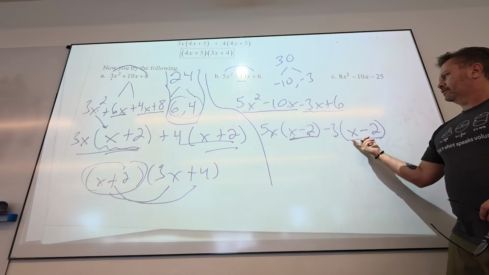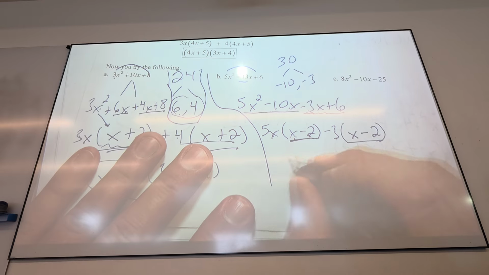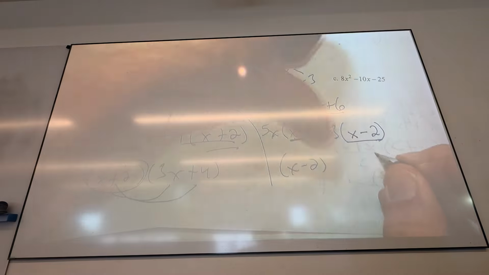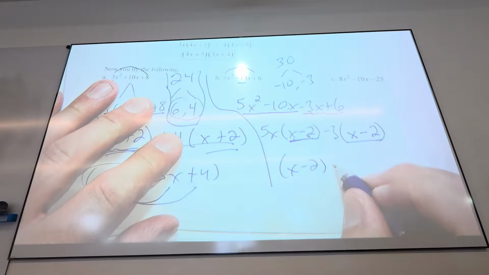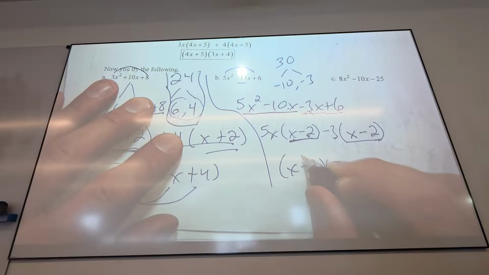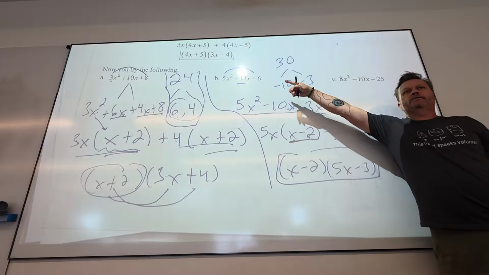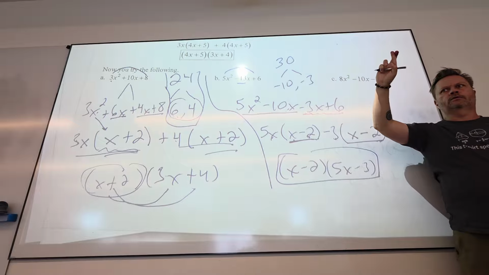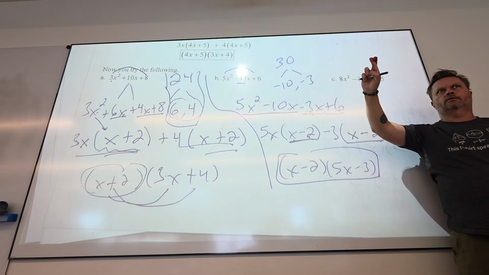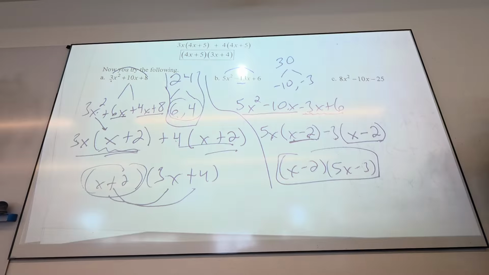What can come out of both? x minus 2. And then you can literally just do 5x minus 3. And if you have time on a test or quiz, you can just FOIL this back out and make sure it becomes that, just to check it. Okay, great.